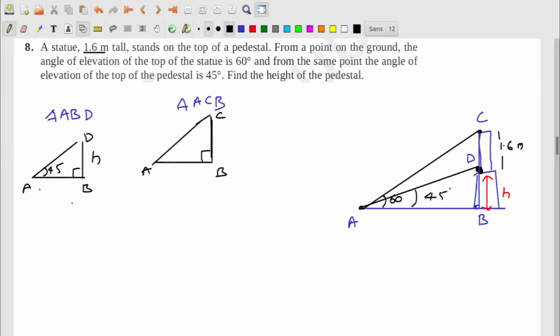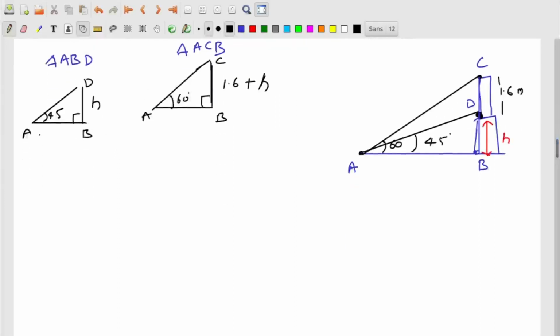So what I will do, I will take AB from this triangle and AB from this triangle, and then I will equate those 2. So here let me take this 60 degrees. Can I take this CB as the sum of these 2, that is 1.6 plus h? Okay, fine, I will take CB as 1.6 plus h and DB as just h. Now apply trigonometric ratios here. If you take the first triangle, the ratio of h and AB will give tan theta is equal to DB by AB.